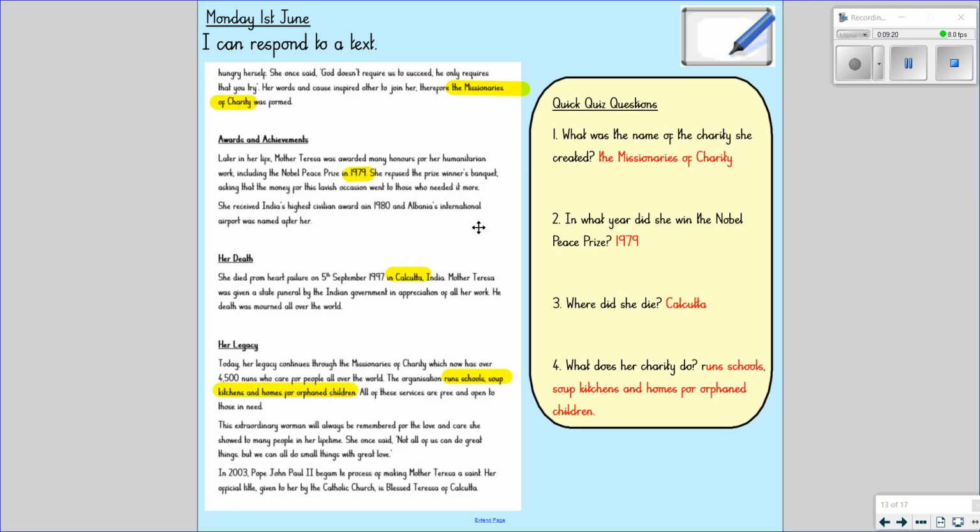Next page. The name of the charity she created was the Missionaries of Charity. She got the Nobel Peace Prize in 1979. She died in Calcutta, spelt differently now, but that was how it was spelt at the time. And what does her charity do? It runs schools, soup kitchens and homes for orphaned children. Wonder how you got on there. Hopefully 8 out of 8.